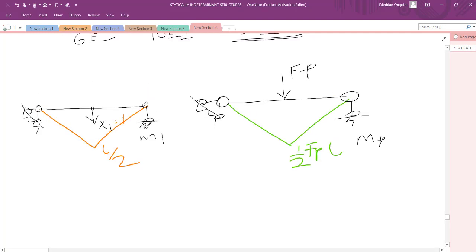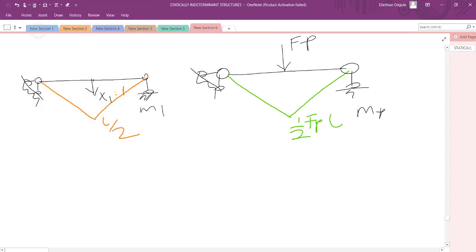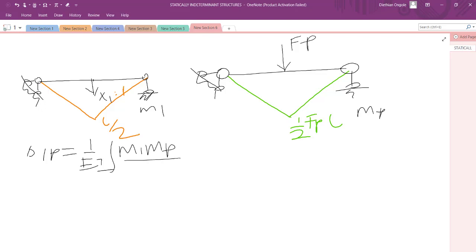So the delta 1p would be equal to 1 over EI, then the integral of M1 MP ds. Here we do not include the axial force, because on the MP diagram the axial force is equal to 0, so there is no need to include that component. So from here, we get the area from the MP, then the y we get from the M1.